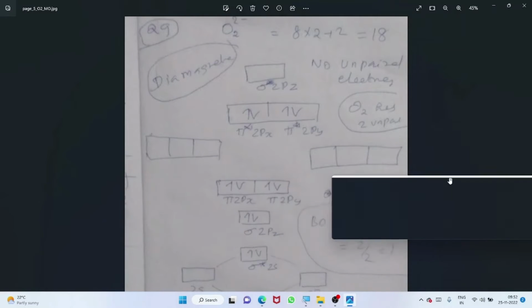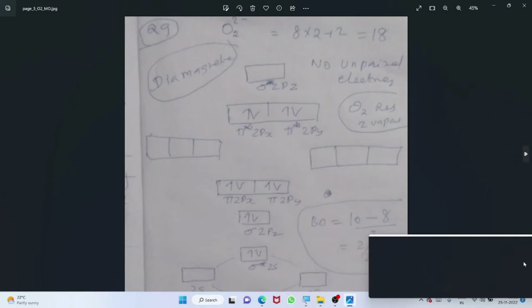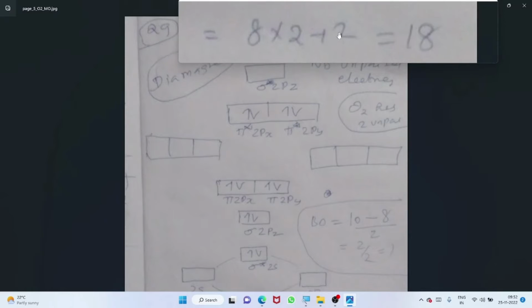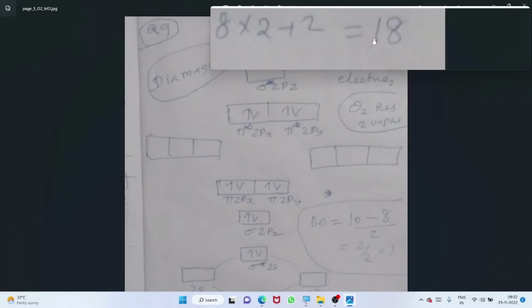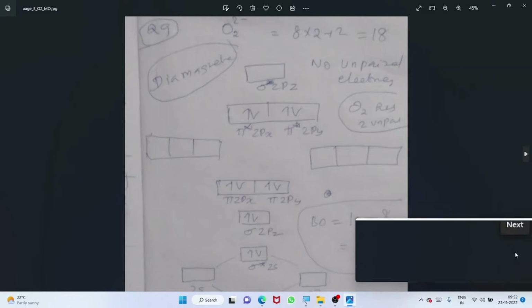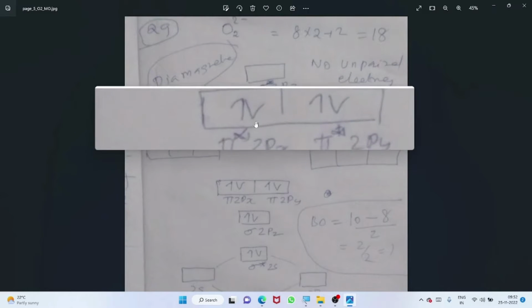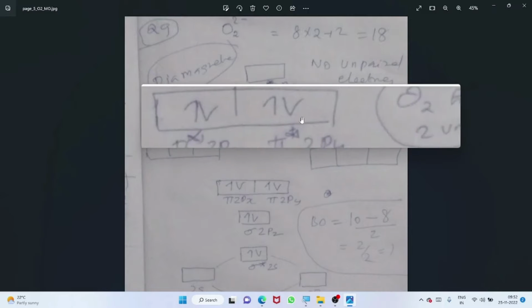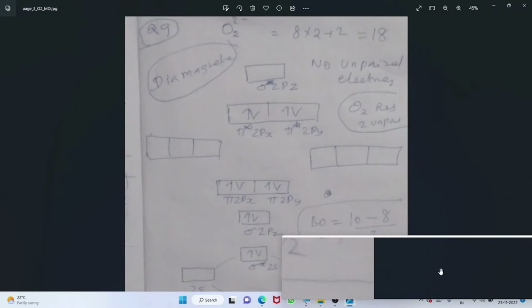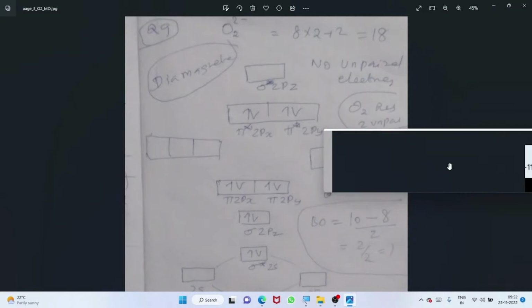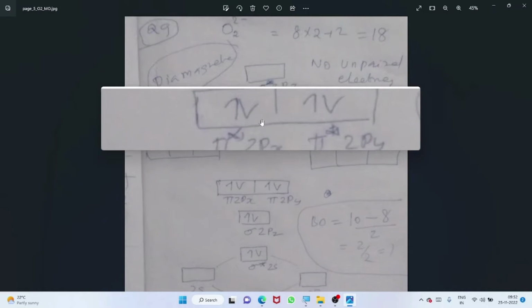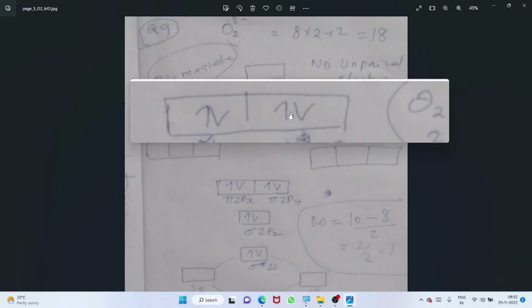You can see, do it for the oxygen. Oxygen means you should not add these last two electrons. Oxygen means O2 has 16 electrons. So with 16 electrons, the pi star 2px and pi star 2py will have only one electron each, because you have to use the above principle. First you have to fill one electron each, then after that you have to pair in the same orbital energy.